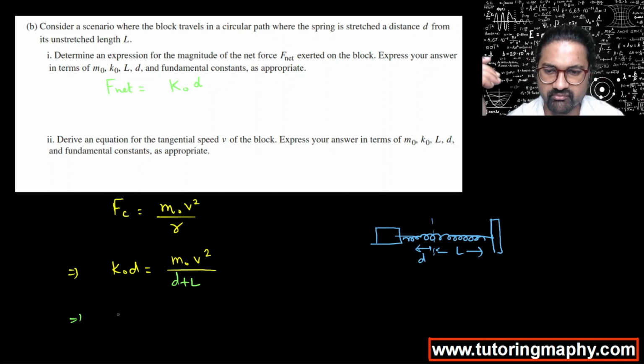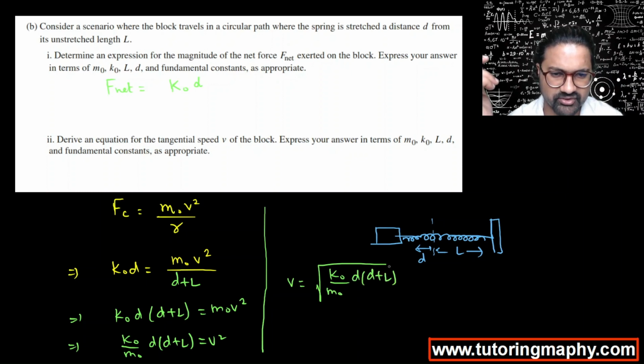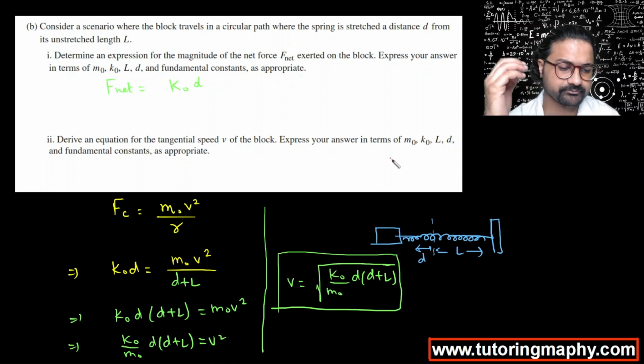A little bit of rearrangement, multiplying d plus l both the sides, so k naught times d plus l is equal to m naught v square. Dividing both sides by m naught, we have k naught over m naught times d times d plus l is equal to v square, which means that the value of v is going to be square root of k naught over m naught times d times d plus l. So I just took square root both the sides. So this is our expression in terms of m naught, k naught, l and d. There is no other variable as indicated in the question, only those variables.